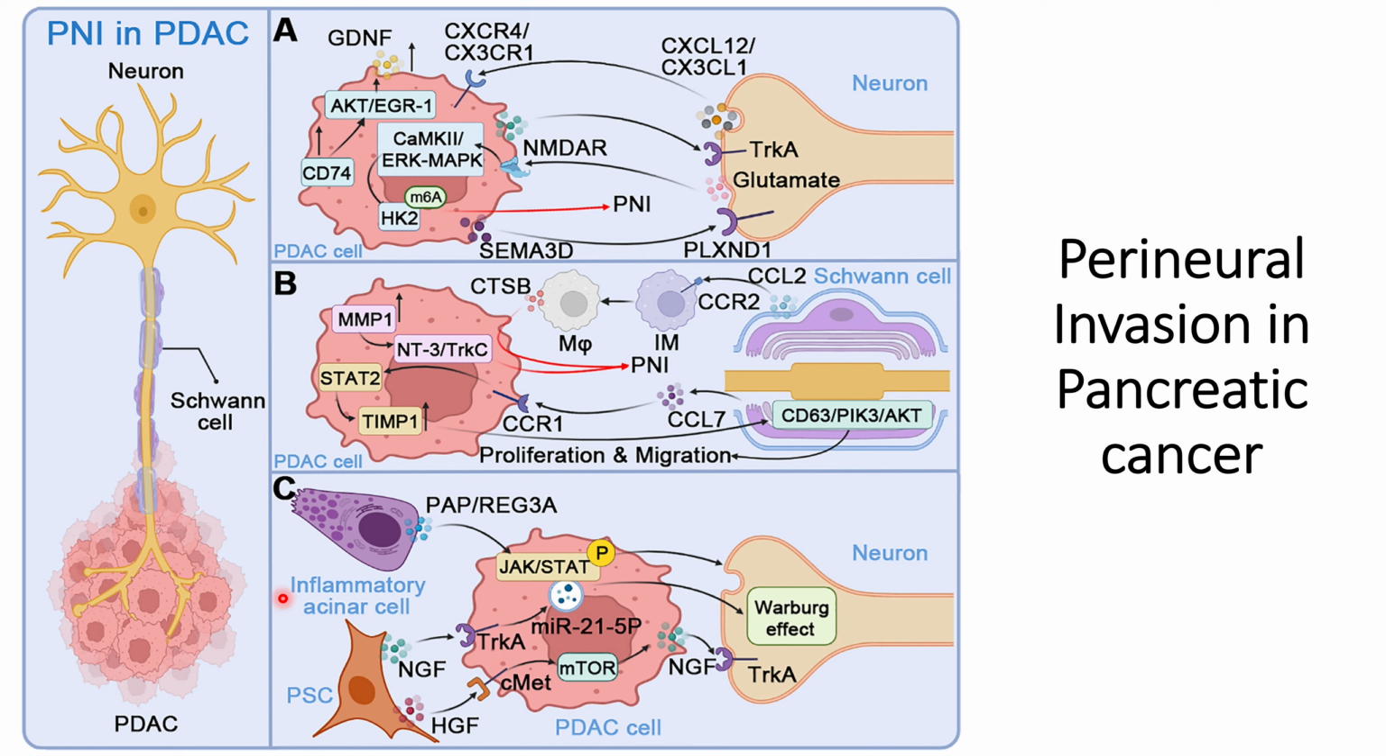From the inflammatory acinar cells' point of view, they release pancreatitis-associated proteins, PAP or REG3A, which trigger the JAK-STAT pathway through phosphorylation. This upregulation of JAK-STAT phosphorylation enhances perineural invasion. So this is a brief overview of the factors and signaling pathways that promote perineural invasion in pancreatic cancer, or pancreatic ductal adenocarcinoma.